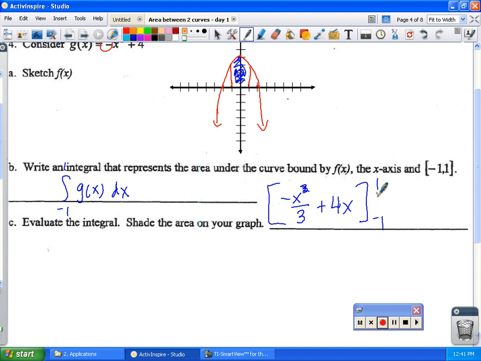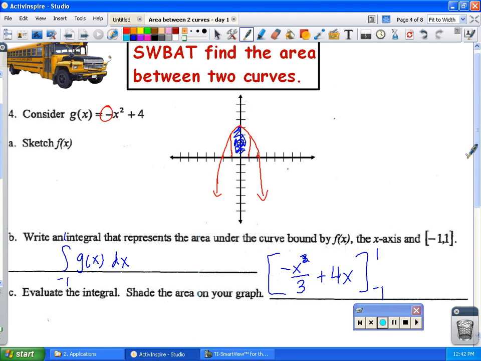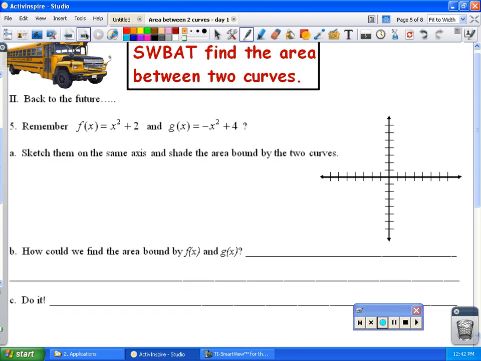So I have two different parabolas, two different graphs, and I have area that is enclosed under f and area that's enclosed under g. Alright, so what are we going to do today? Well, we're going to take those two curves, f and g, and we're going to put them on the same axis.